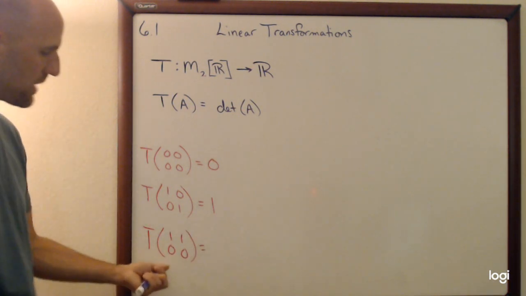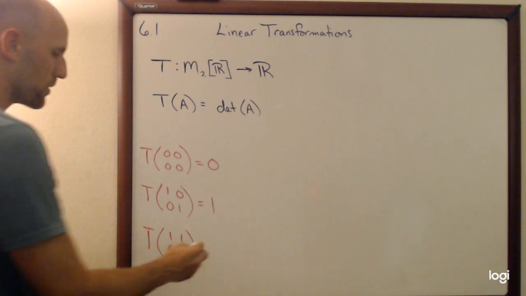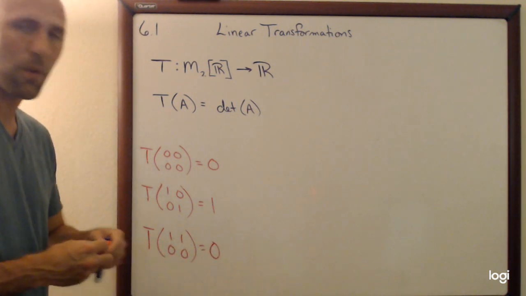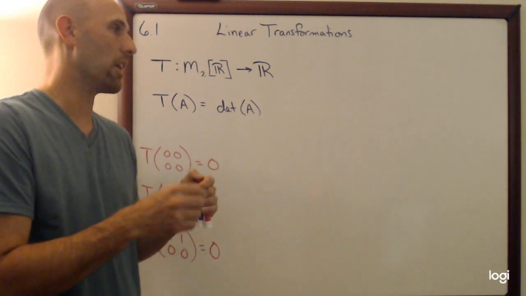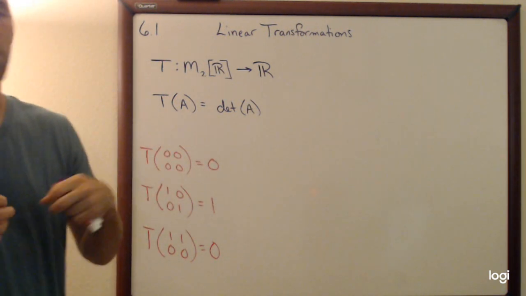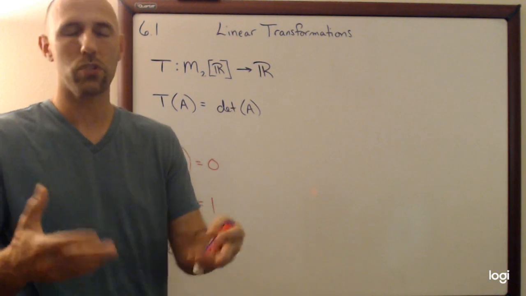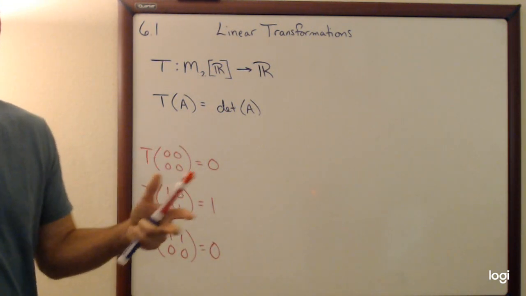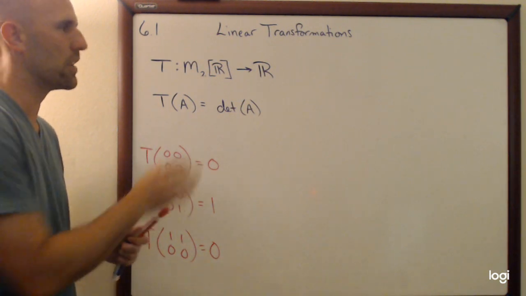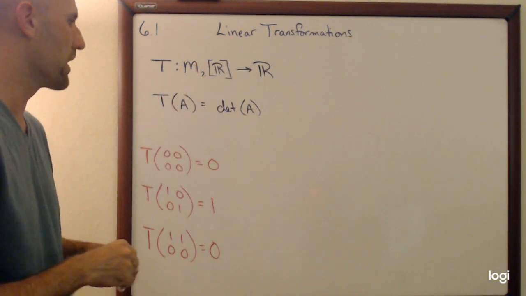Right? Again, take a determinant of this matrix, 1, 1, 0, 0. You also get 0. And in point of fact, T is going to map infinitely many of these matrices to 0. It'll map infinitely many of them to 1, to 2, to 3, to 1/2 pi, etc. I mean, it's R. It's not the collection of the integers.